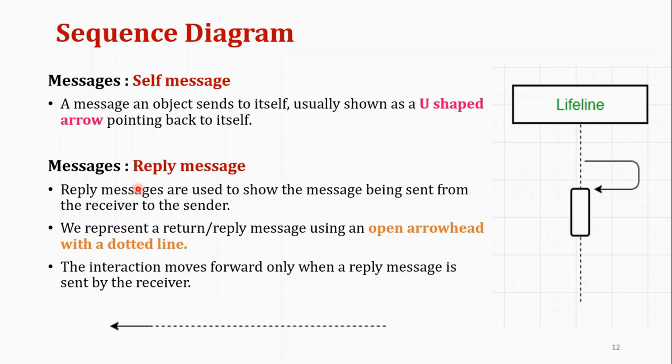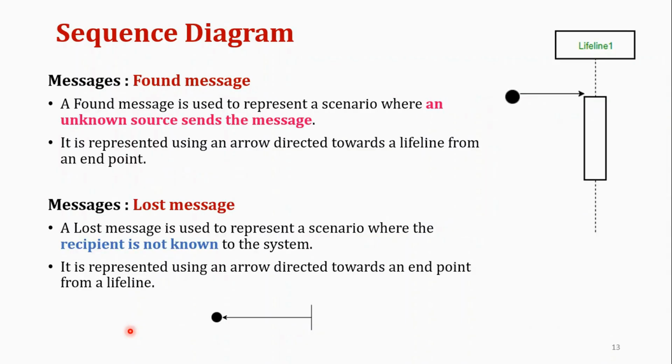And next is the reply message. Generally, we saw in the synchronous message, the reply is with a dashed arrow. The interaction moves forward only when a reply message is sent by the receiver. And found messages: a found message originates from an unknown source. The sender is not shown in the diagram. Only the receiving object is visible. So I found this resource, that will be notified to the object lifeline. Lifeline is the object name.